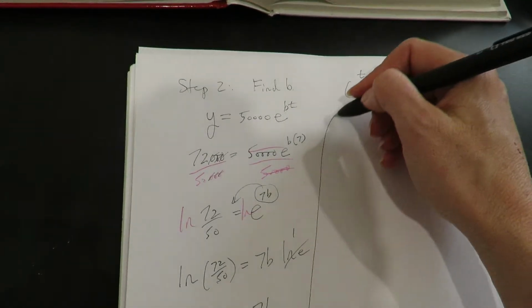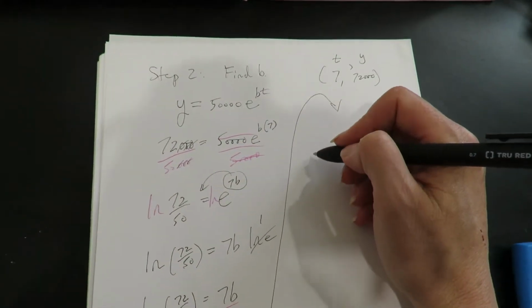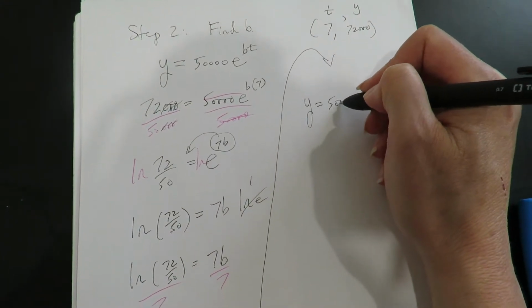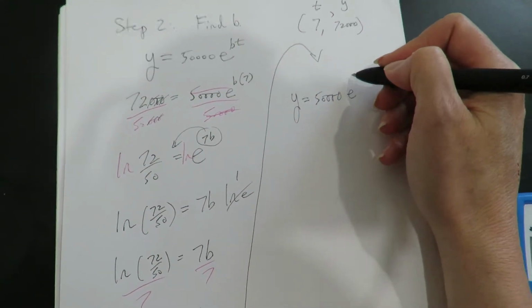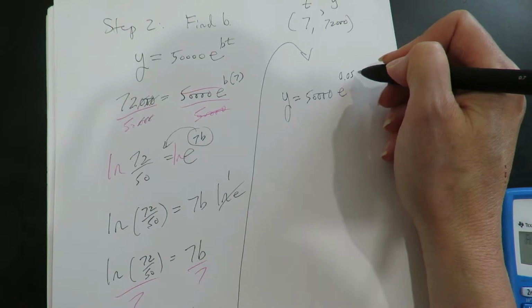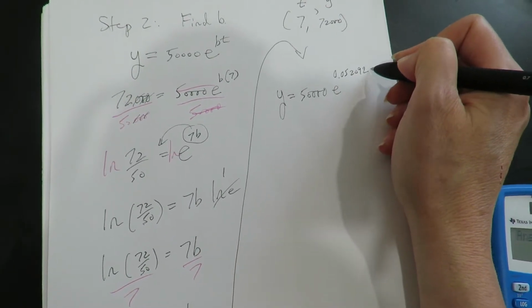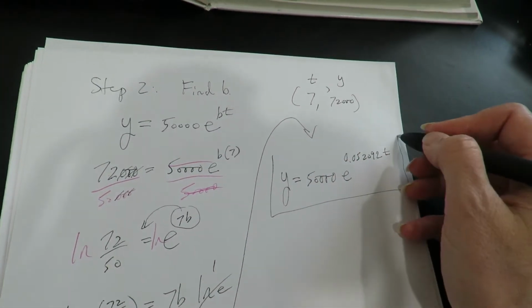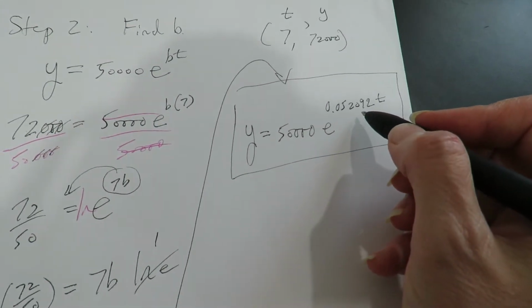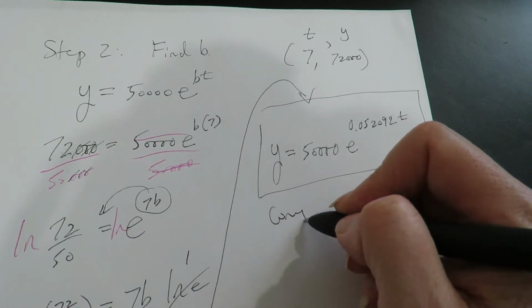And let me see if I can just stay on this page. All right, so now y equals 50,000 e to the 0.052092t. Okay, once you have the A and the B filled in, we consider this to be a complete model.